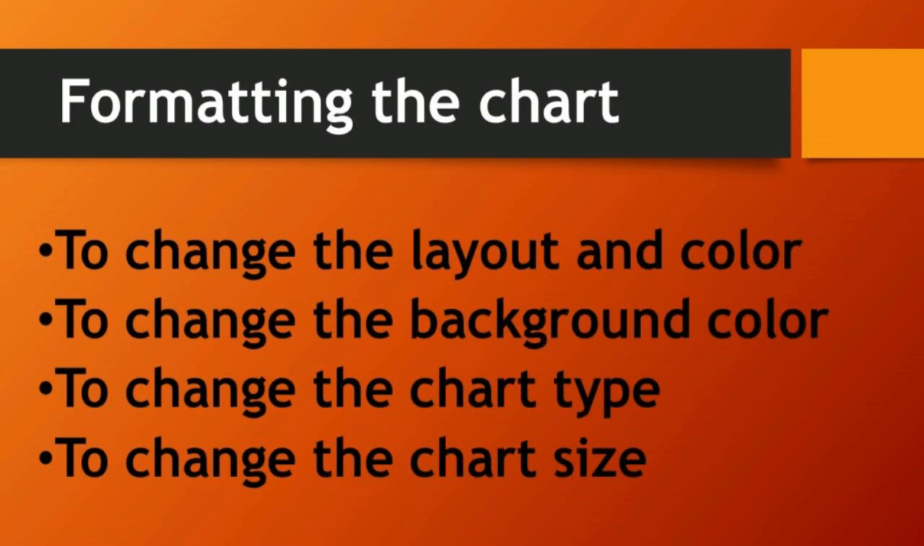To change the background color, click on the chart, then from the Chart Tools, click on the Format tab and choose any predefined style from the Shape Styles group. To format background for the chart, click on the chart, then from the Chart Tools, click on Format tab and select Shape Fill button from the Shape Styles group.